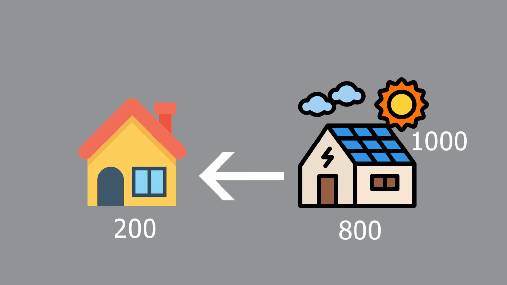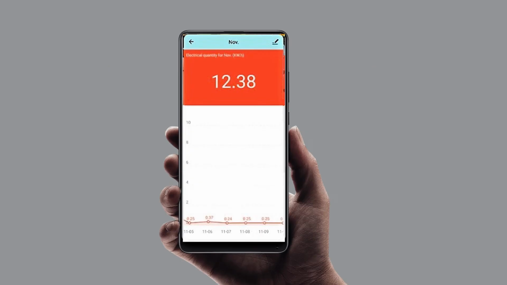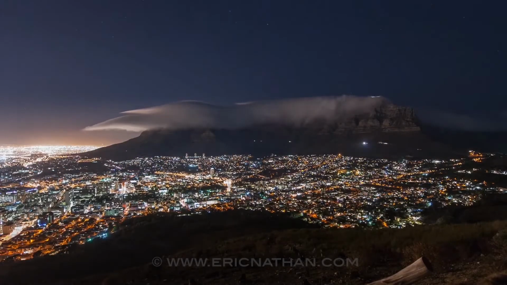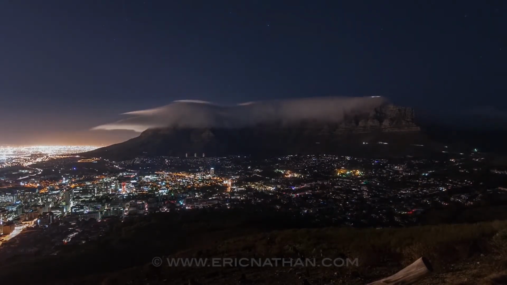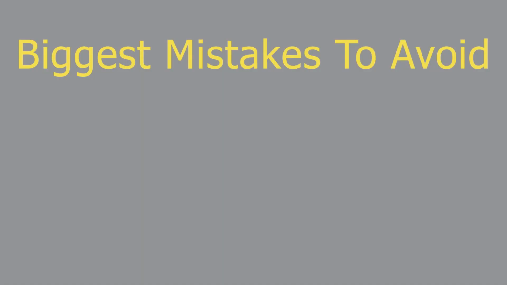At Electrify Solar, we install for free the equipment needed to sell excess electricity to your neighbors. All you need to do is read the meter reading every month on your mobile app to charge your neighbors for the amount of electricity they have consumed during the month. The fourth benefit is that having your own power plant with battery backup ensures that you are never in the dark. Now let's talk about the biggest mistakes people make while installing solar.